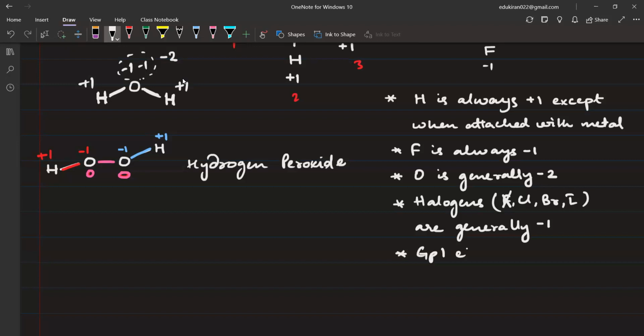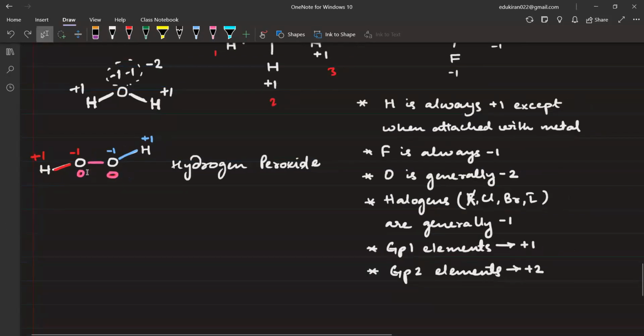Group 1 elements, these will be +1. Group 2 elements, these will be +2. If you remember only these, up to here you will surely remember -1 and +1, but Group 1 and Group 2 are very easy: Group 1 is +1, Group 2 is +2. Okay, so please write this down. Let me know once you're done.